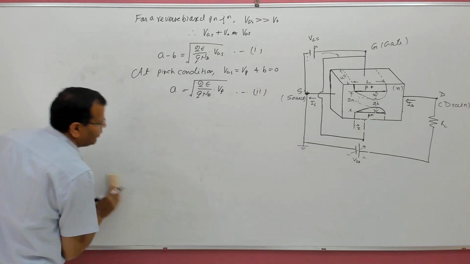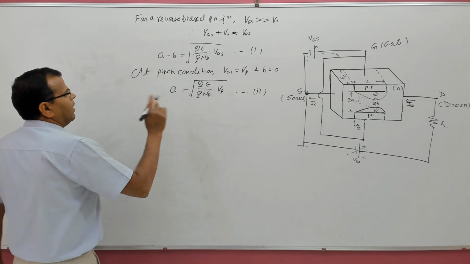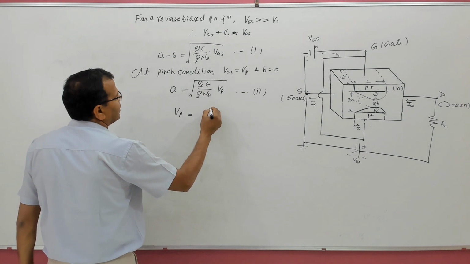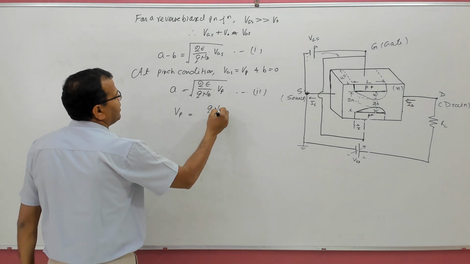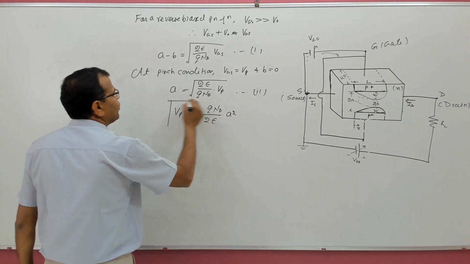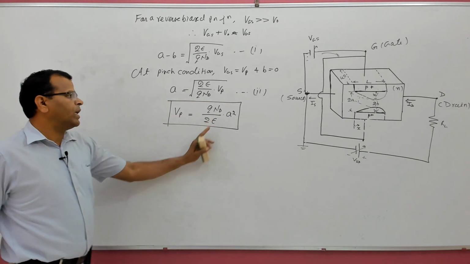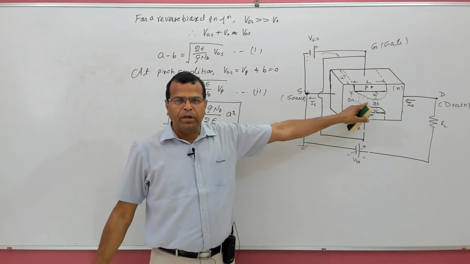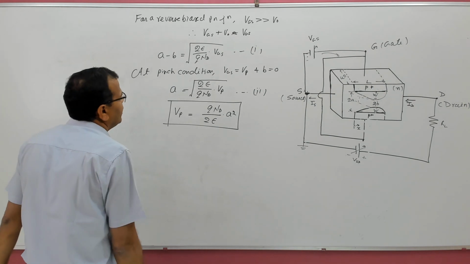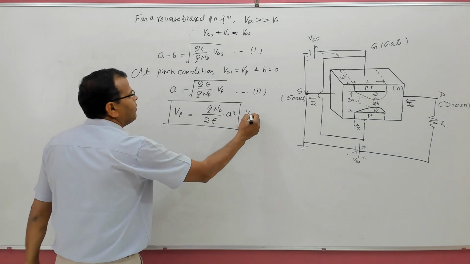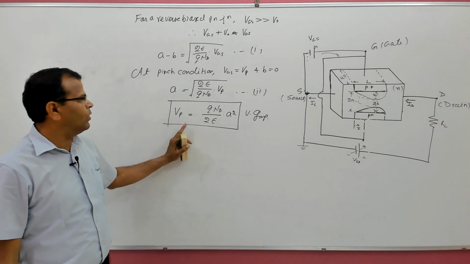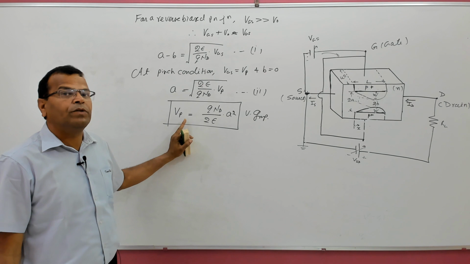Now you can please see here, pinch off voltage of the JFET is equal to Q ND by 2 epsilon multiplied by A square. Where epsilon is the permittivity of the semiconductor, Q you know, and ND is donor concentration. Now this is a very important expression. There can be numericals in engineering services prelims or mains on this formula. So you should remember this formula directly.